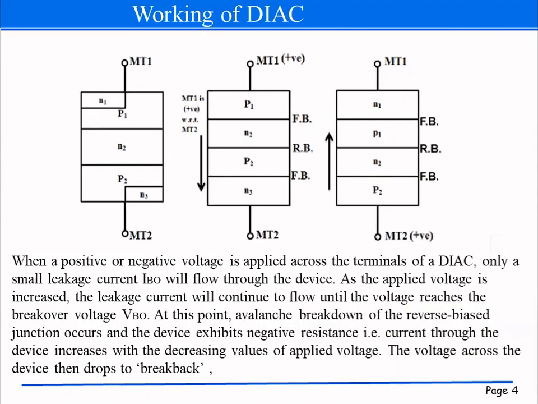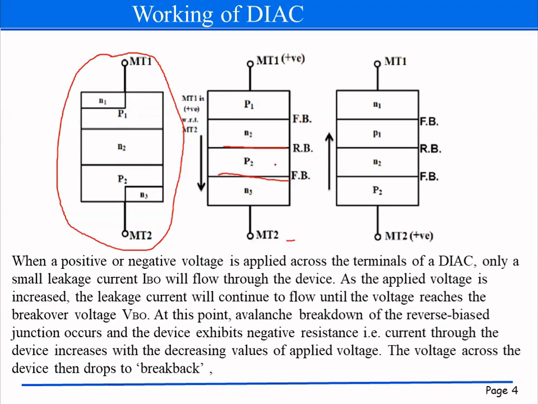How does the diac work? This is a simple structure of the diac, which has two terminals, MT1 and MT2, and five layers: N1, P1, N2, P2, and N3. It has three junctions. When it operates, MT1 is positive and MT2 is negative. The first junction is between P1 and N2, the second junction is between N2 and P2, and the third junction is between P2 and N3.